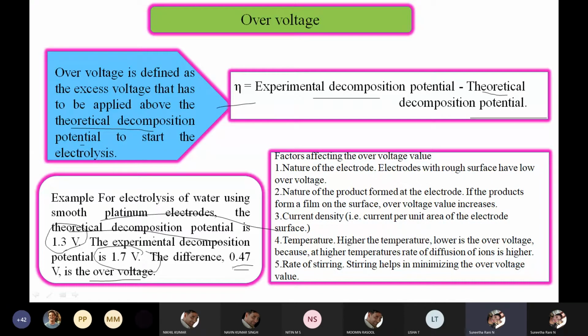Understood? So overvoltage depends on these factors: the nature of the electrode, the nature of the product, current density, temperature, and rate of stirring. These are the factors involved in the overvoltage of the electrolysis process.